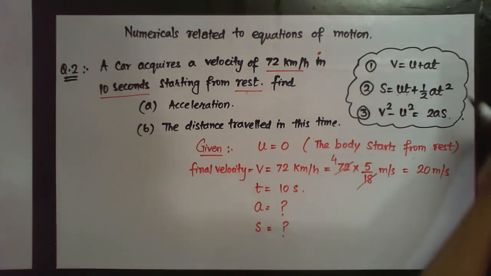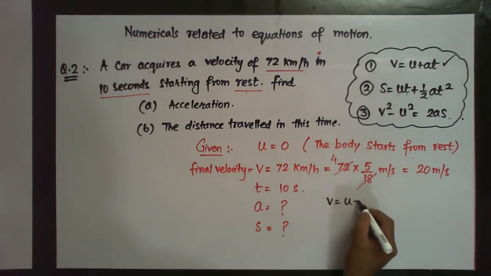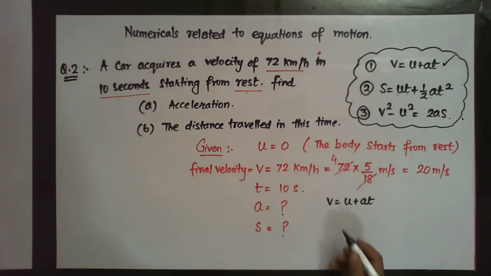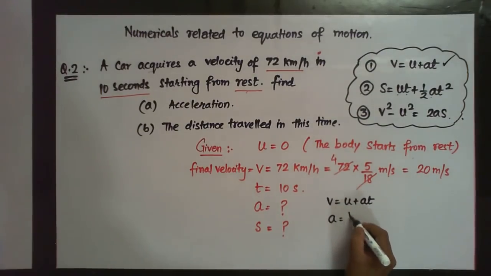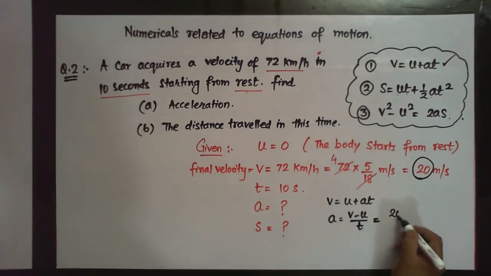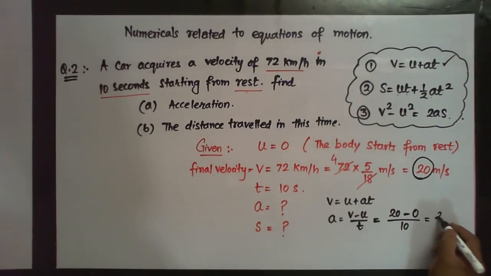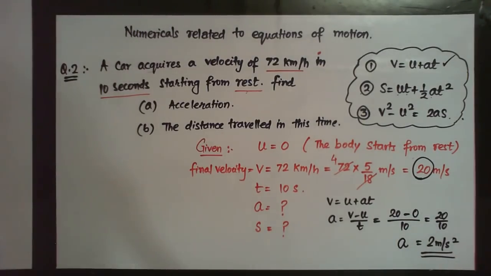If we use the first equation of motion, V is equal to U plus AT, we can get A is equal to V minus U by T. And what is V? V is 20 meter per second, initial velocity is 0, time is 10. So it is 20 by 10, so we get 2 meter per second square as the acceleration of the body.